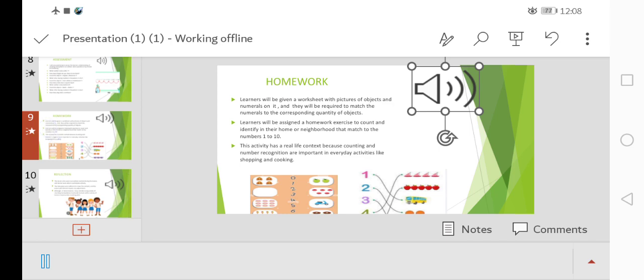Homework. Learners will be given a worksheet with pictures of objects and numerals on it, and they will be required to match the numerals to the corresponding quantity of objects. They will be assigned a homework exercise to count and identify objects in their home neighborhood that match the numbers 1 up to 10. This activity has a real-life context because counting and number recognition are important in everyday activities like shopping and cooking.